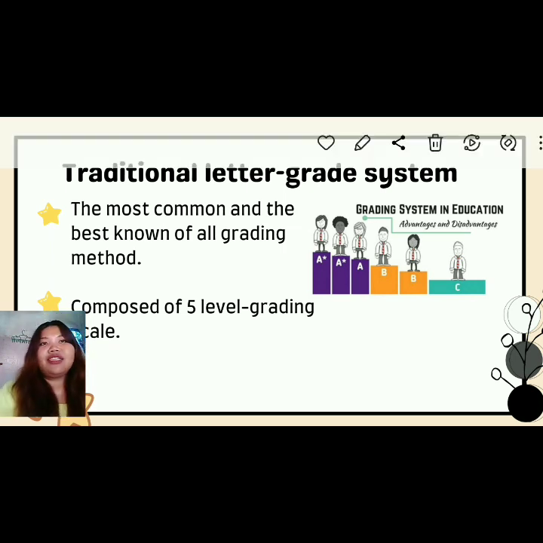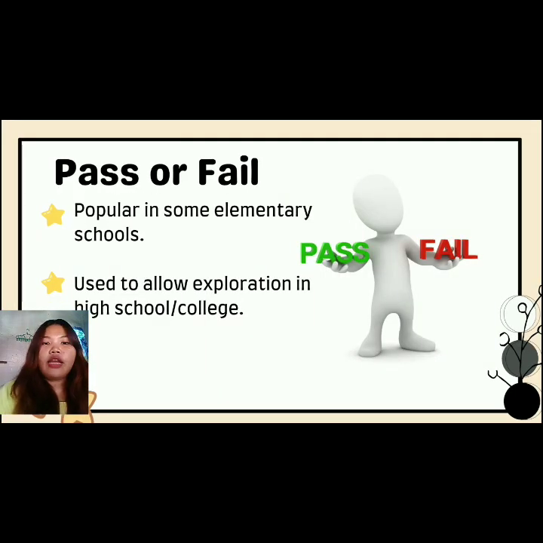It's composed of a 5-level grading scale. The performance of the students is summarized by means of letters, where A stands for excellent, B stands for above average, C stands for average, D needs improvement, and F stands for failure. Yes, this grading and reporting system has limitations or disadvantages. This system is hard to interpret since it only uses letters. It doesn't provide explanation on how that student ended up getting that particular grade. It is easy to manipulate because it is often subjective.